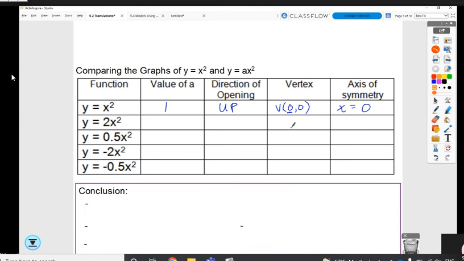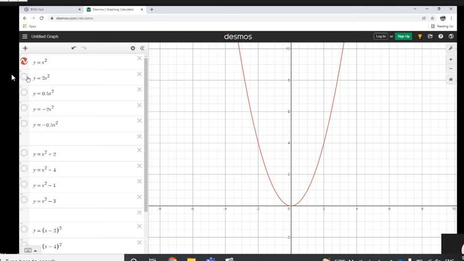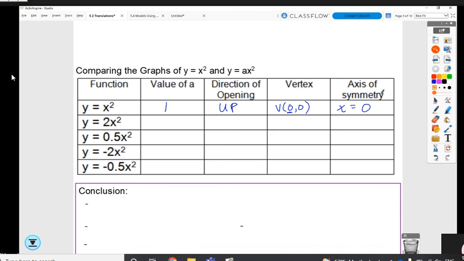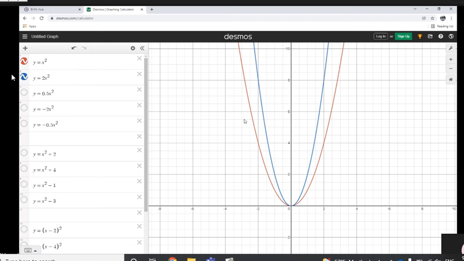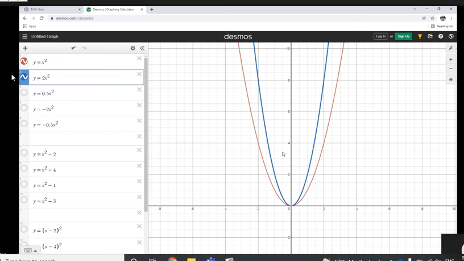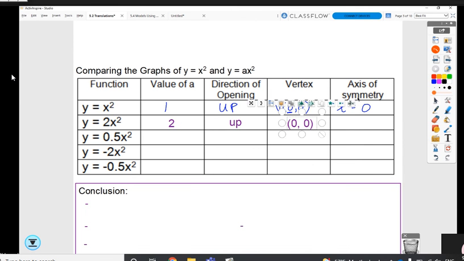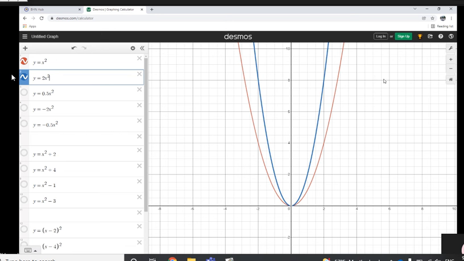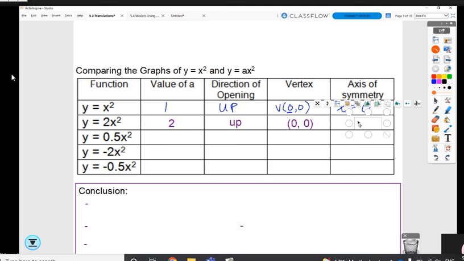Now we're going to graph y equals 2x squared. I'm going to leave y equals x squared there. Here's y equals 2x squared. Interesting. So what's the a value here? 2, thank you. And is it opening up or down, the blue one? It's opening up, absolutely. What's the vertex? The vertex is 0, 0, I agree. And then the axis of symmetry would just also be x equals 0.